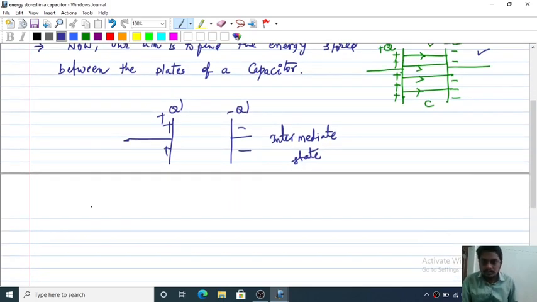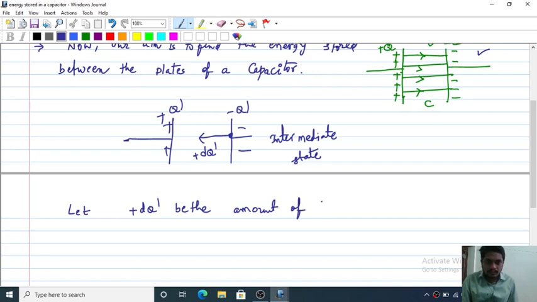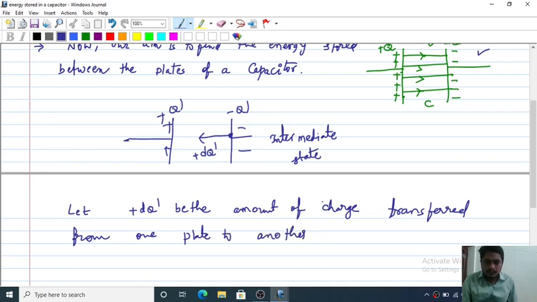Now in this situation, let us transfer some amount of positive charge dq dash from the negative plate, minus q dash, to the positive plate, plus q dash, so that when positive charge is removed, an equal amount of negative charge will be there on the negative plate. Let dq dash be the amount of charge transferred from one plate to another, at potential v dash.